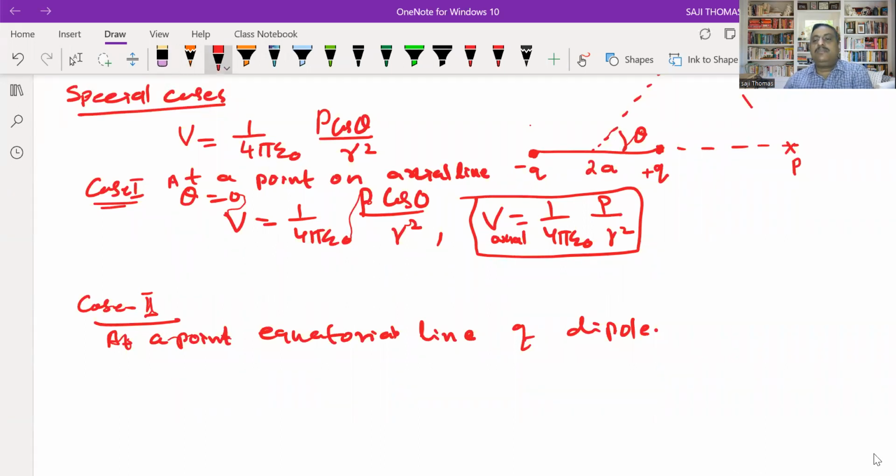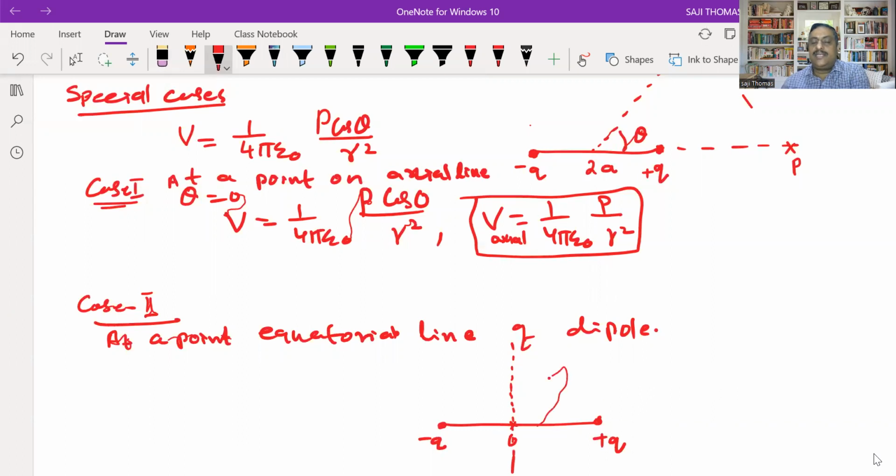So what is the potential at a point on the axial line of an electric dipole? 1 by 4 pi epsilon 0 P by R square. Now, what about the equatorial point? See, I will draw the diagram. This is minus Q charge, plus Q charge. This is a dipole, 2A. You know, equatorial line is the perpendicular bisector. So this is the equatorial line.